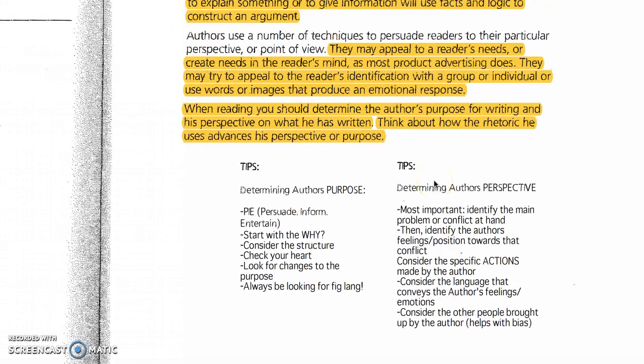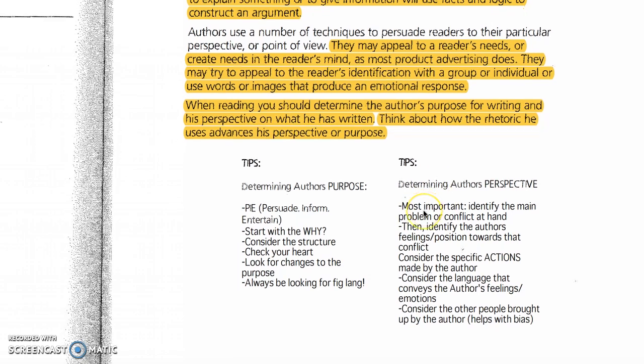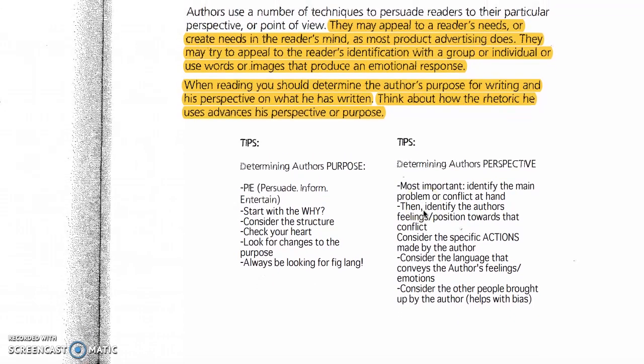Sometimes in author perspective pieces, they will bring up statistics, doctors, researchers that will also help them make their point. So be careful when you're reading these things that all of the people that the author brings up are just pointing to their side of the issue, their conflict of the issue. An effective arguer will also bring in the other side and then rebut or refute it. So those are my tips and tricks for author's purpose.